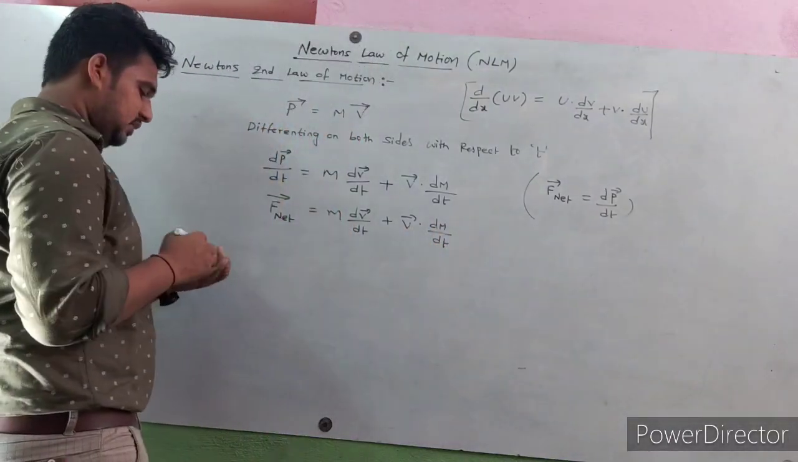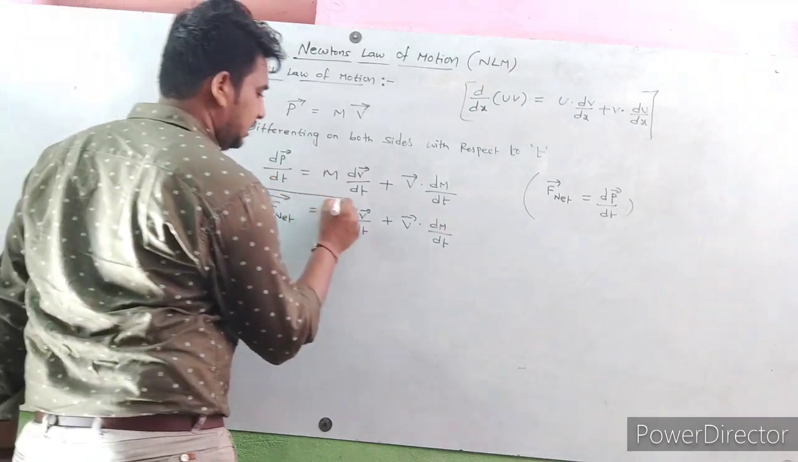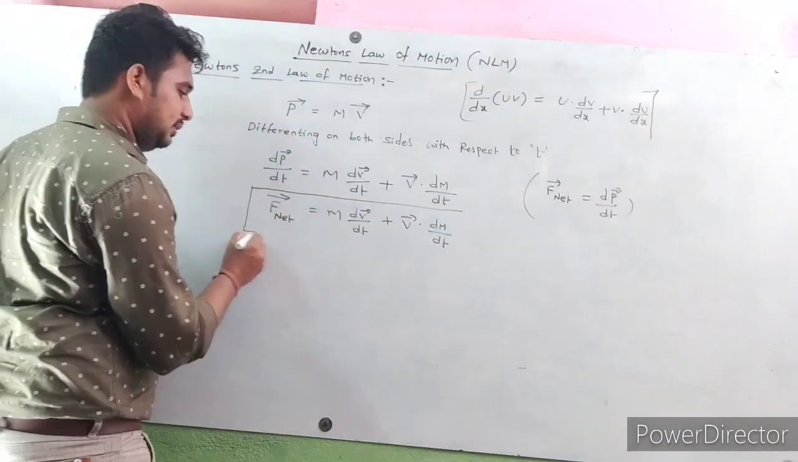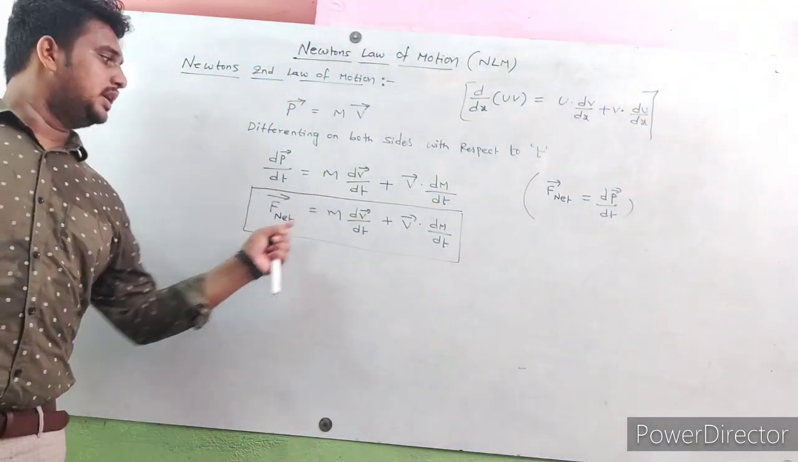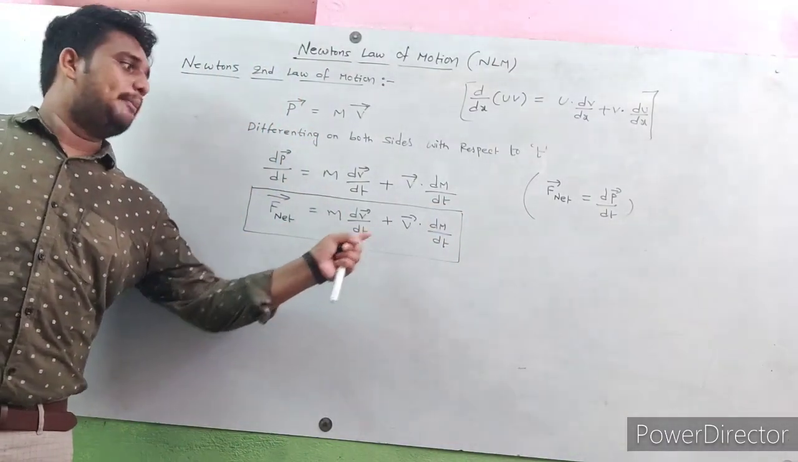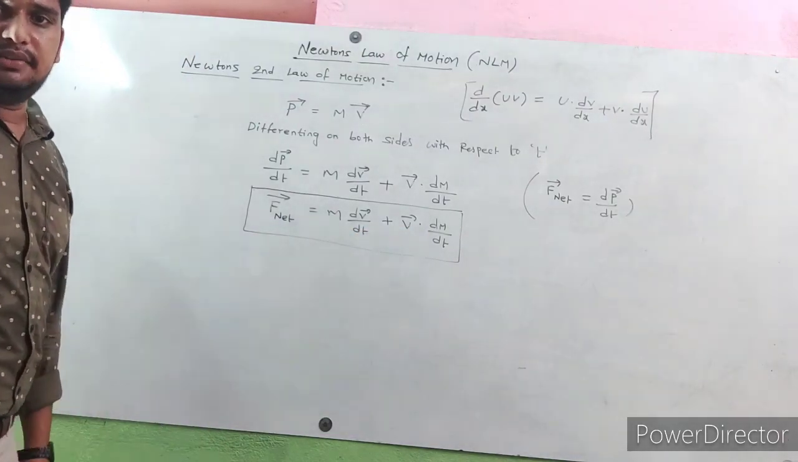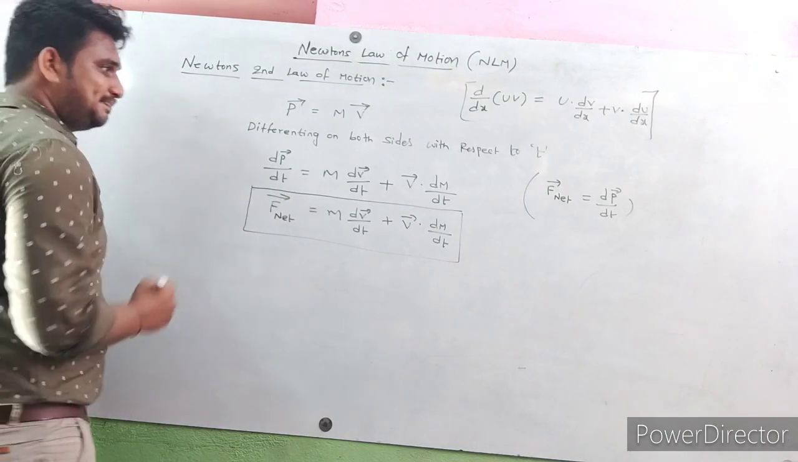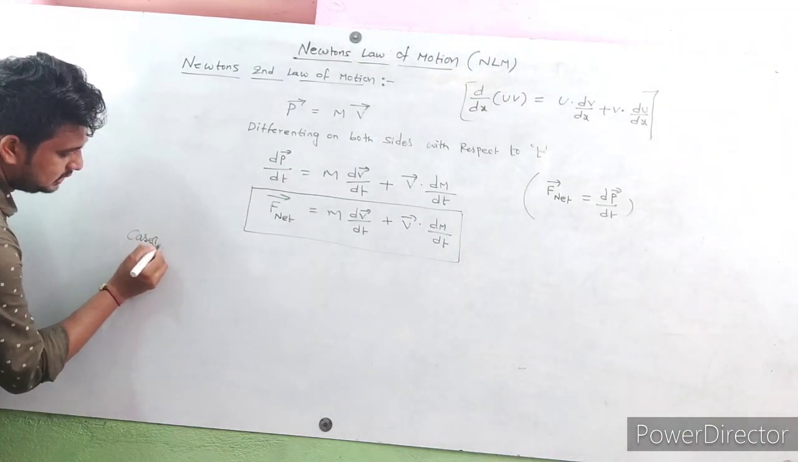This equation is very, very important. Observe carefully. While solving numericals, this is very important. F bar net is equal to m into dv bar by dt plus v bar into dm by dt. Now, in this equation, case 1.